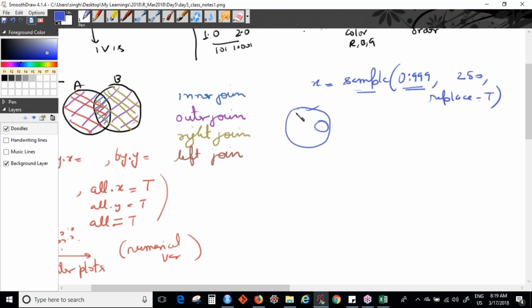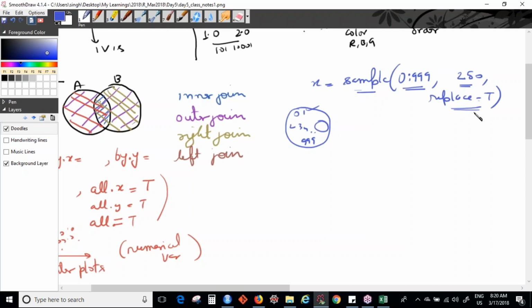So your population is all numbers from 0 till 999. From 0 till 999, all the numbers are your population. Now, how will you take a sample? You need to first define how many data points you want in your sample. So I have given that here. I want 250 points in my sample. Okay, I want 250 points from this population.